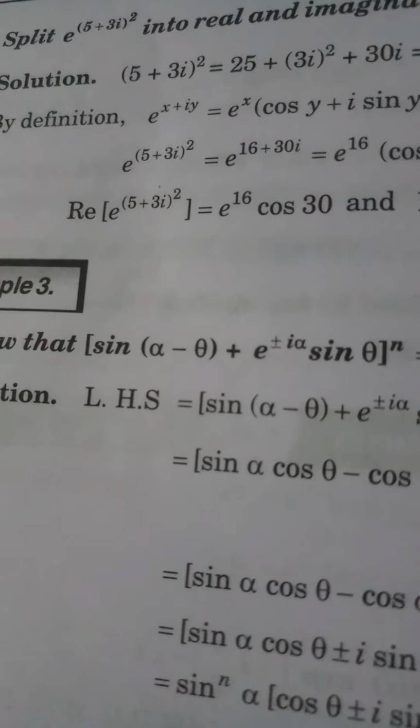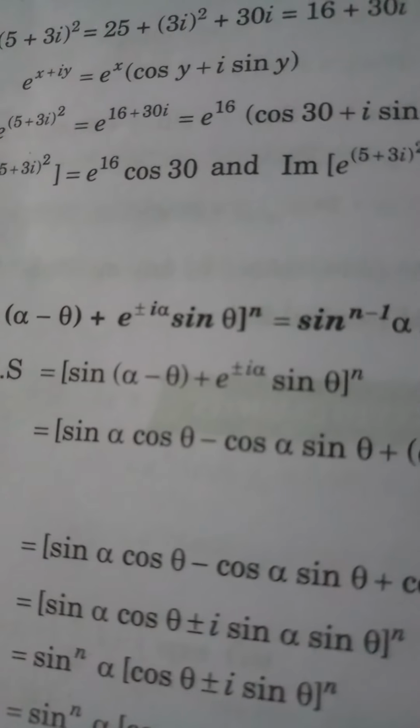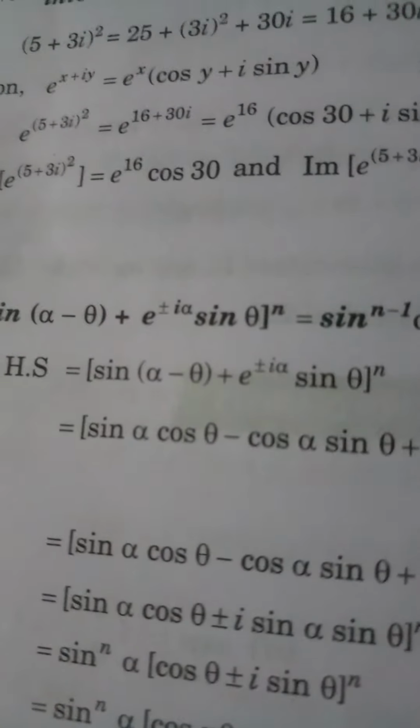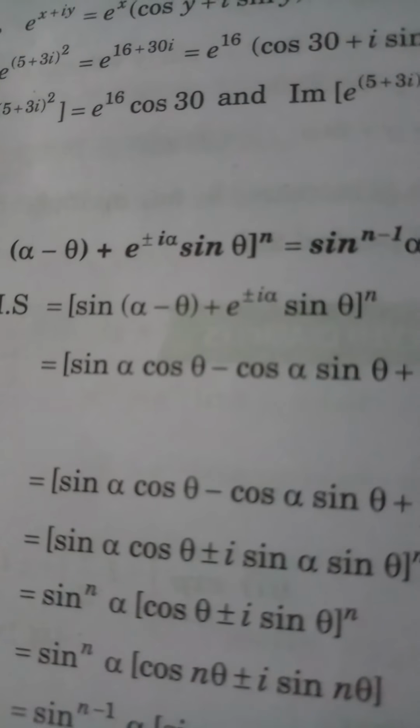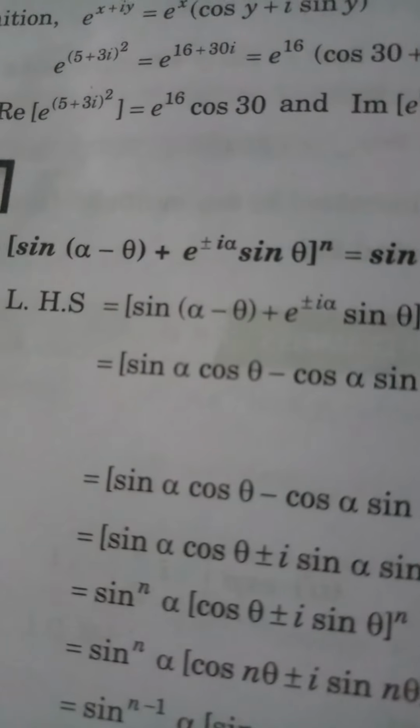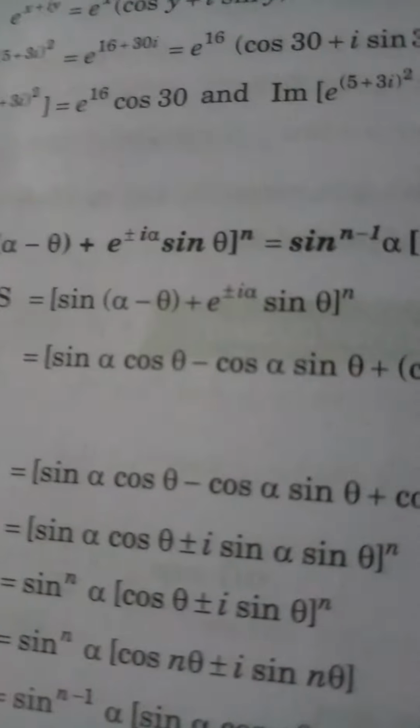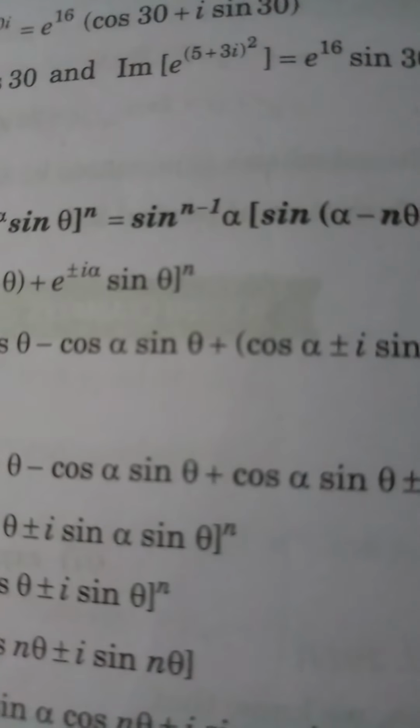By definition, e^(x + iy) is equal to e^x (cos y + i sin y). Therefore, e^((5 + 3i)²) equals e^(16 + 30i) equals e^16 (cos 30 + i sin 30). The real part of e^((5 + 3i)²) equals e^16 cos 30, and the imaginary part of e^((5 + 3i)²) equals e^16 sin 30.